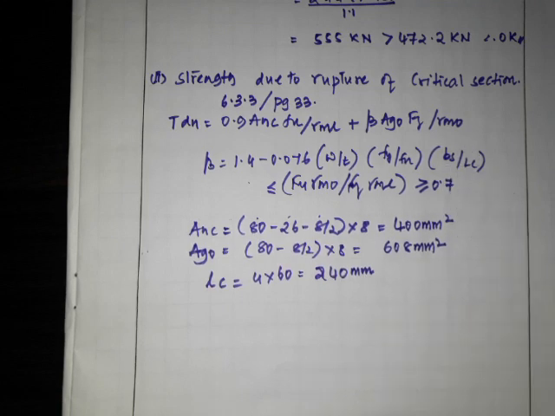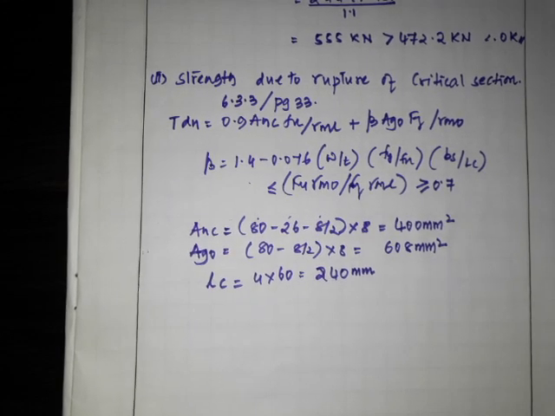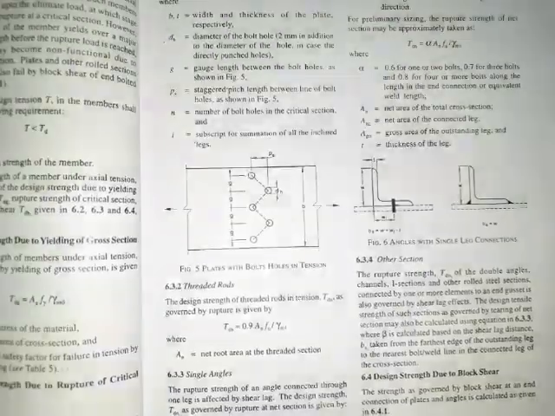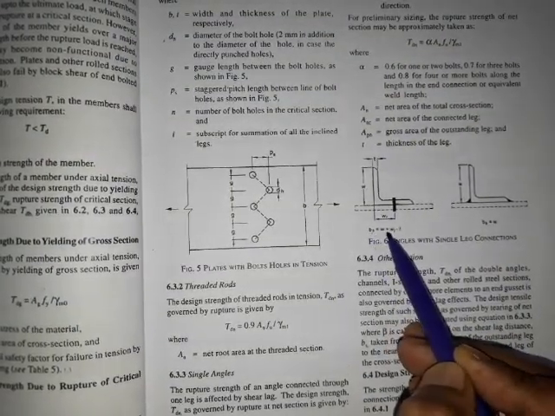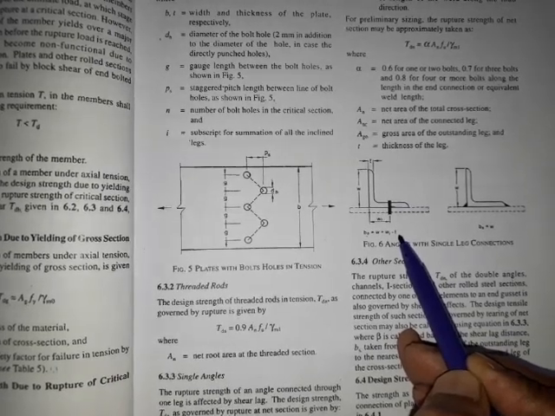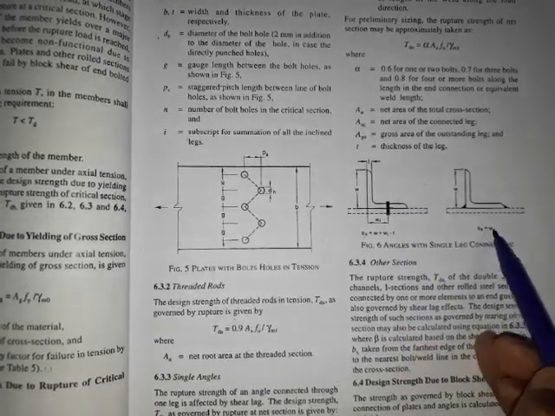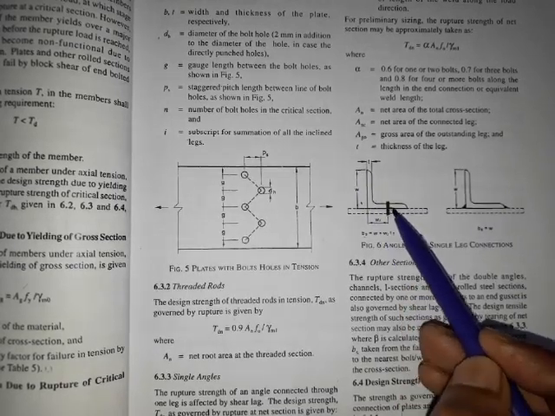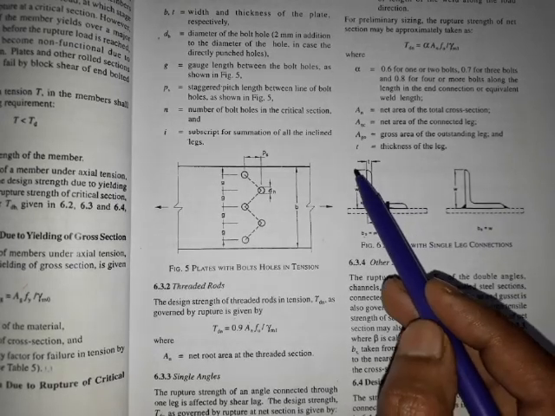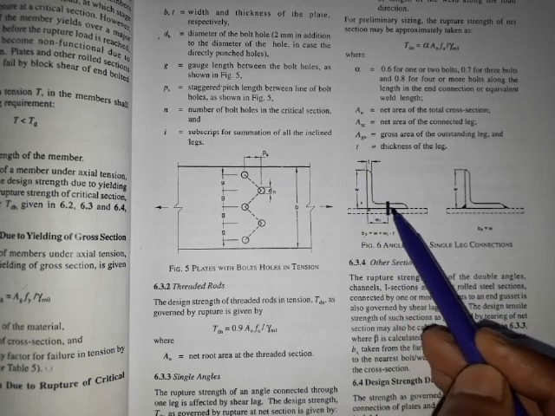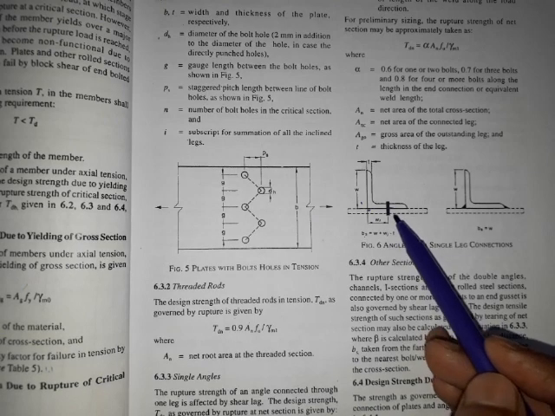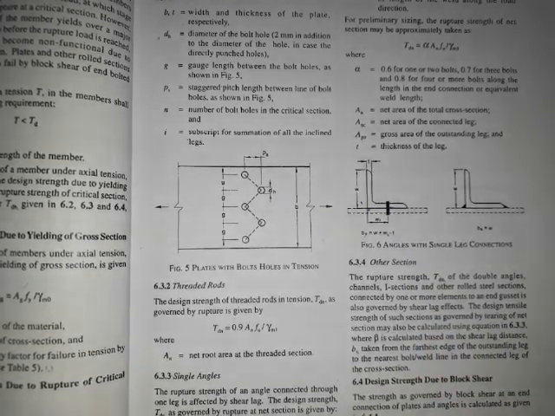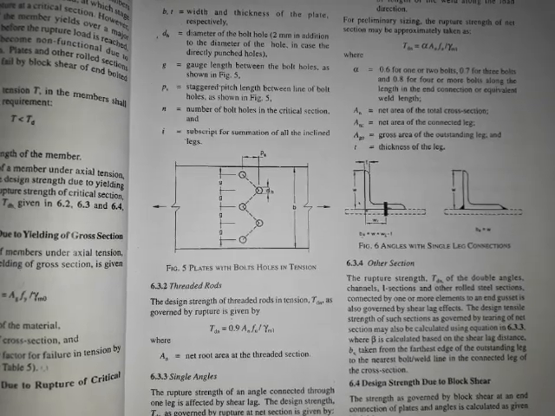BS is nothing but, as per the code, that's what you can check here. So BS is W plus WI minus T if it is a bolted connection. W is the outstanding leg, plus WI, which is from the angle to the center of the bolt. So that is W plus WI minus T. This way we have to find out the BS.